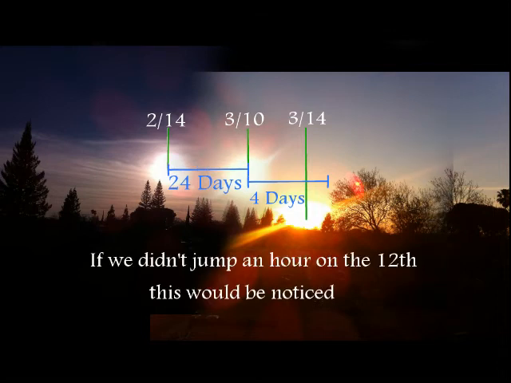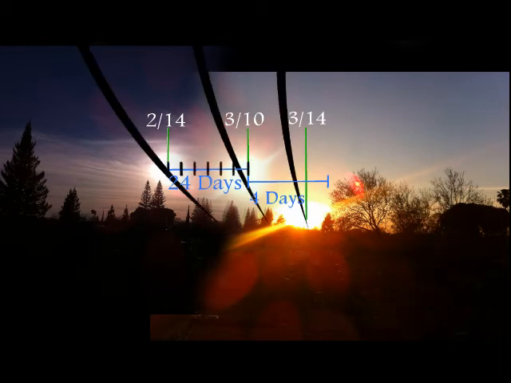If we didn't adjust our clocks an hour, this would be extremely obvious. And I believe that this is one of the reasons for the time change: to keep us all confused so we don't know what's going on. Because without the time change, this jump in setting position would be obvious. People would notice this. It would become extremely obvious, and I'm surprised that nobody's really noticed it until now.